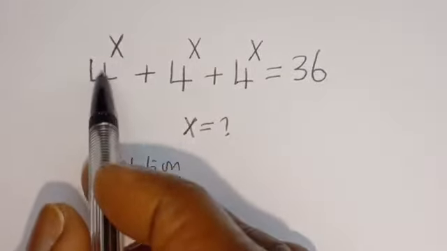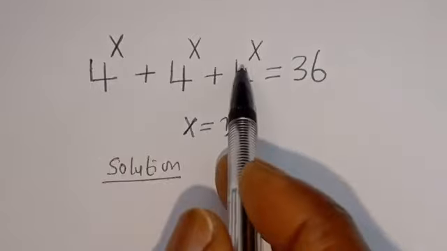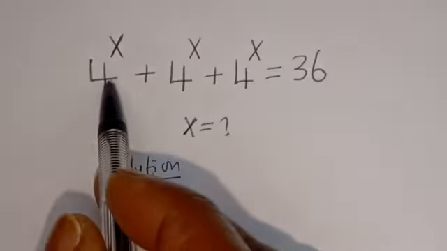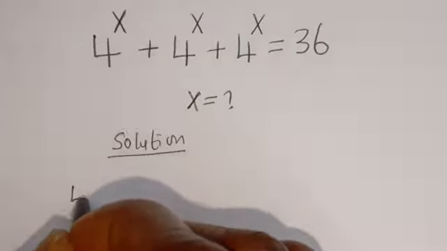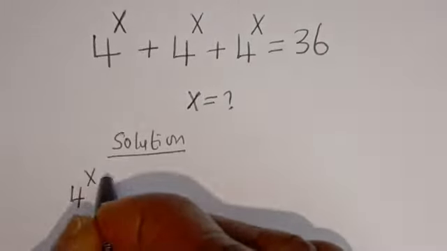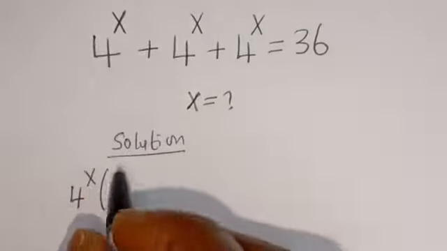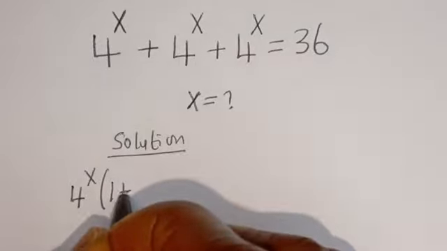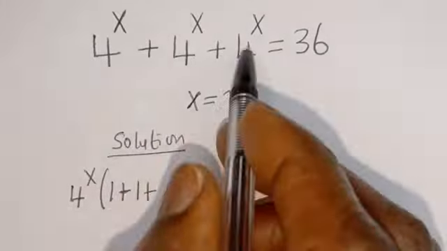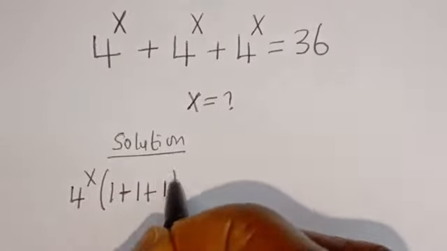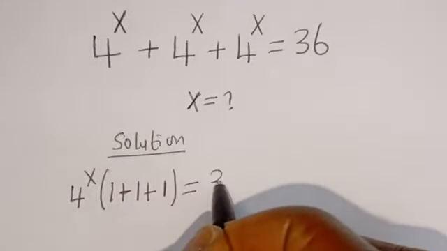Then here we have 4 to the power of s plus 4 to the power of s plus 4 to the power of s, which is equal to 36. We can see that 4 to the power of s is common. Let's bring it out. We have 4 to the power of s bracket 1 plus 1 plus 1 is equal to 36.